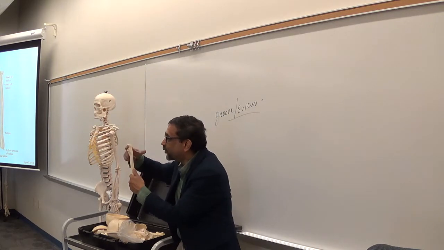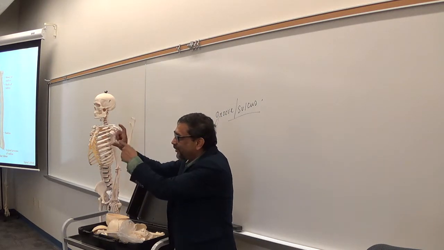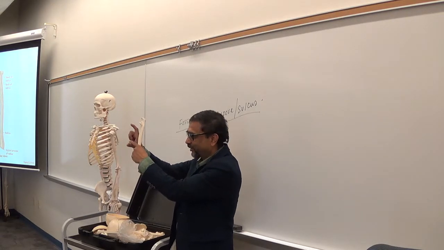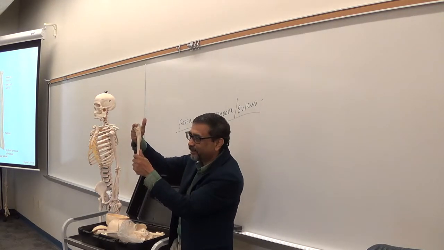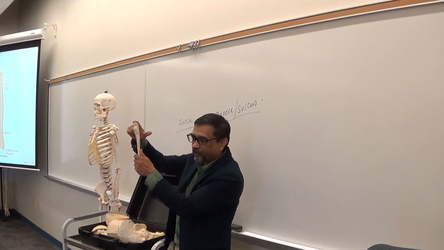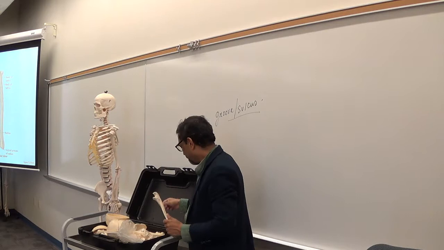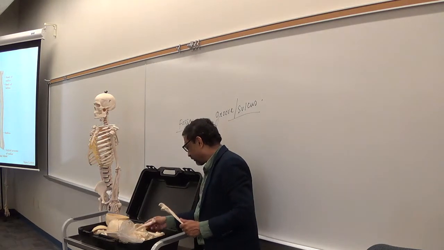I mentioned, if you see a U-shaped area on a bone, that is called a notch. Remember that? So this is the trochlear notch. Okay? So olecranon process, coronoid process, trochlear notch.